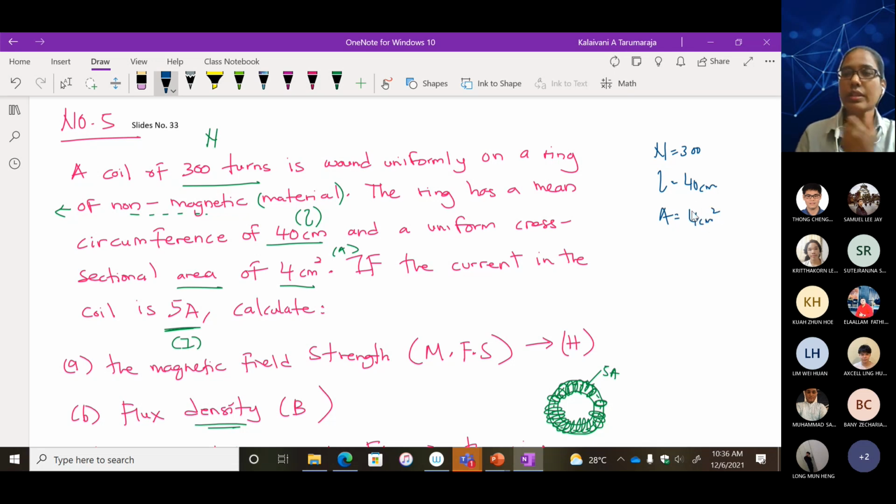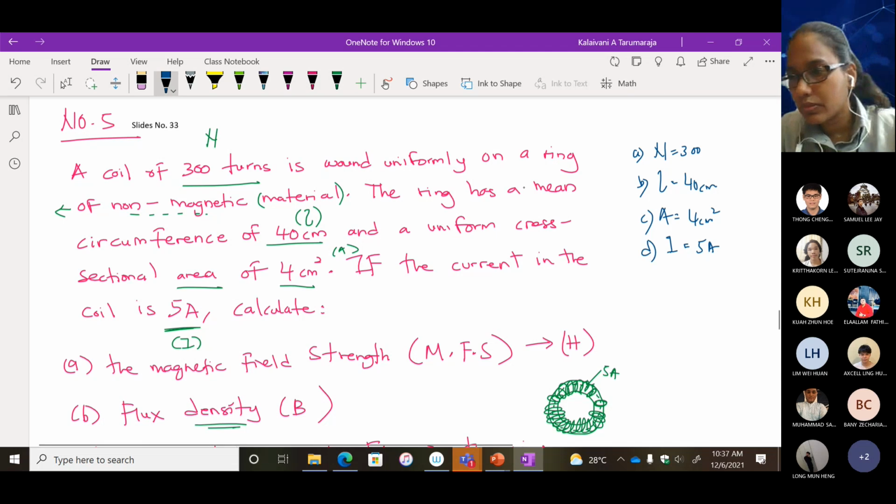The next one, they also give us the current, which is 5 ampere. So you have 4 parts there: A, B, C with the D. So from here you can start to do your calculations.